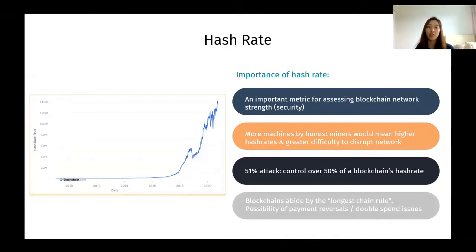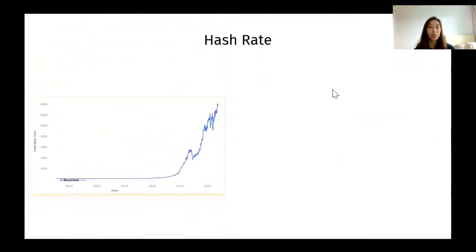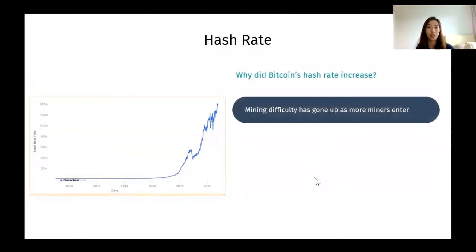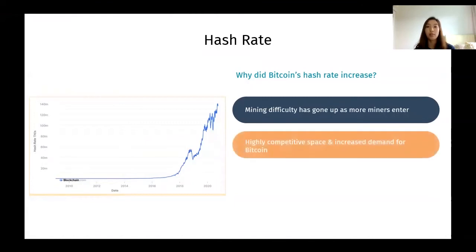So a fall in hash rate will mean a reduction in the cost to perform a 51% attack, making the network more vulnerable. So as you can see from this diagram, Bitcoin's hash rate has actually gone up over time, and this means that the mining difficulty has gone up. So as more and more miners have entered, the hash rate has been pushed up, and the most likely reason for new miners joining is Bitcoin's extreme price potential.